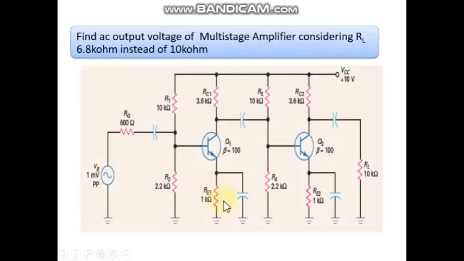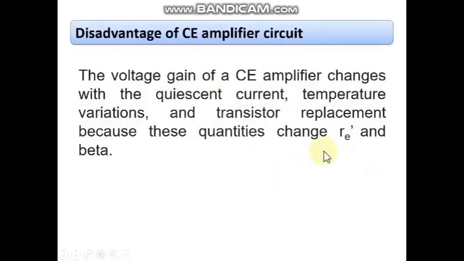So the effect of RE as a feedback resistor we already studied for the DC analysis, but for AC it is bypassed. So still the problem remains the same for AC, that due to the change in these three parameters your RE dash and beta will change.